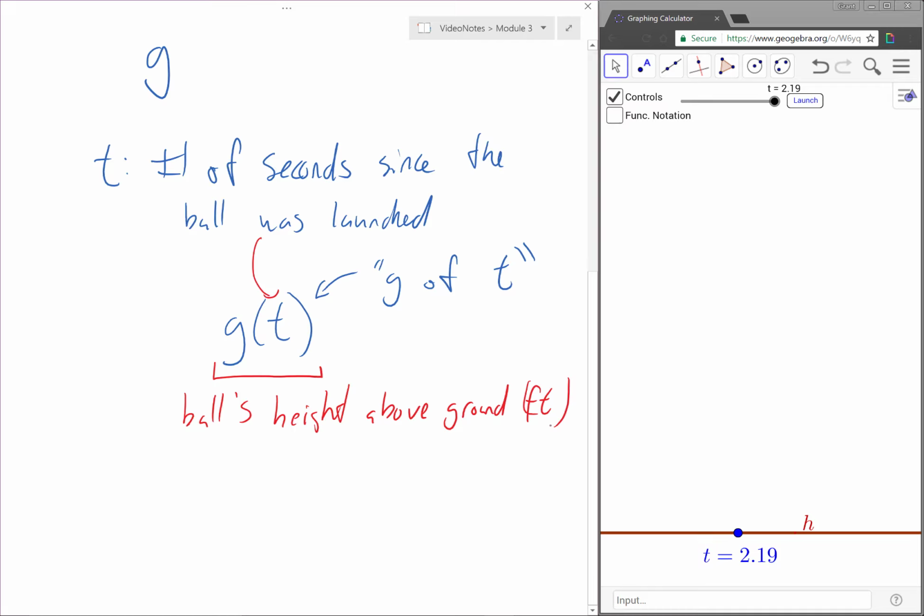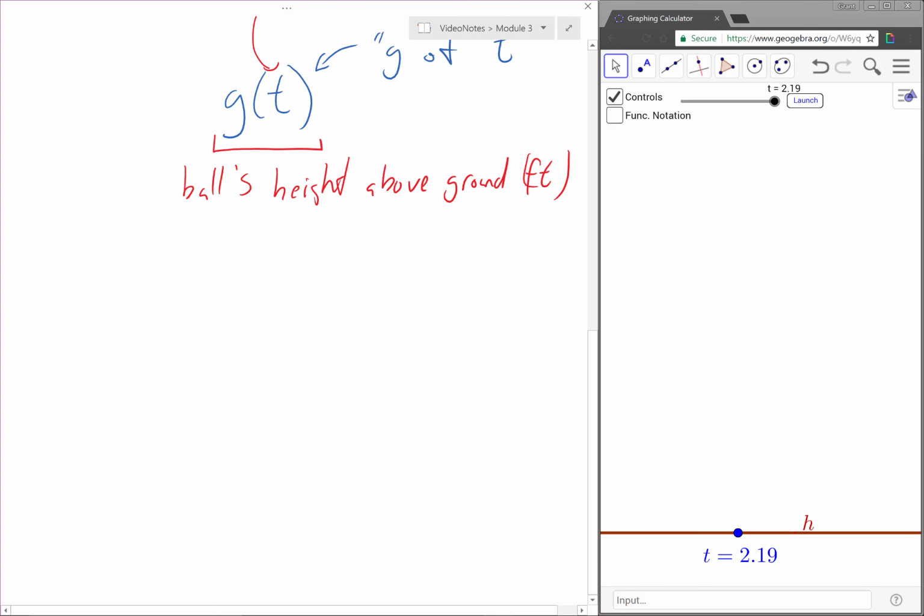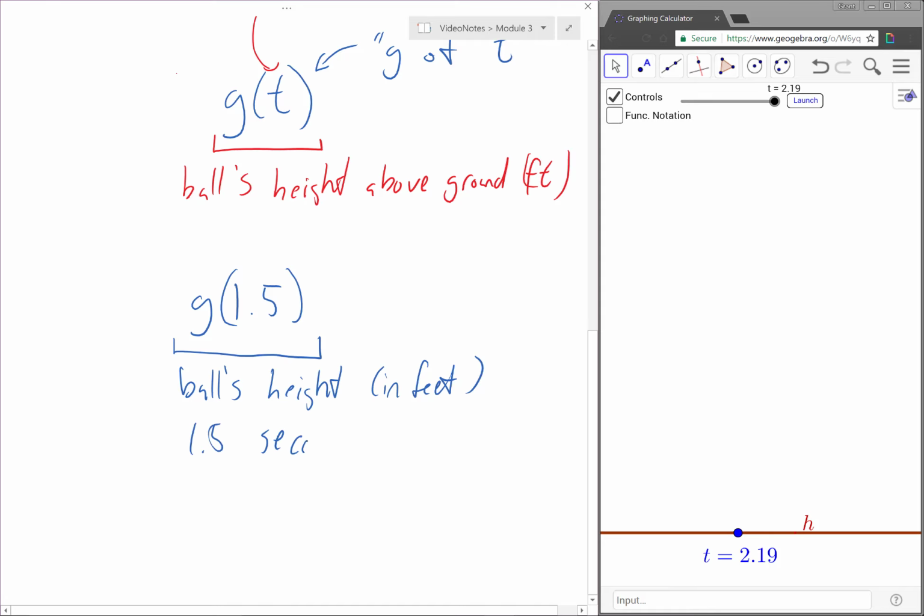Now, these four symbols are a lot shorter than saying the ball's height above the ground in feet T seconds after the ball was launched. Now, a few specific examples of using this function notation might look like the following. So if 1.5 seconds have elapsed since the ball was launched, then we can use the notation G of 1.5 to represent the ball's height 1.5 seconds after it was launched. So the ball's height in feet 1.5 seconds after it was launched.